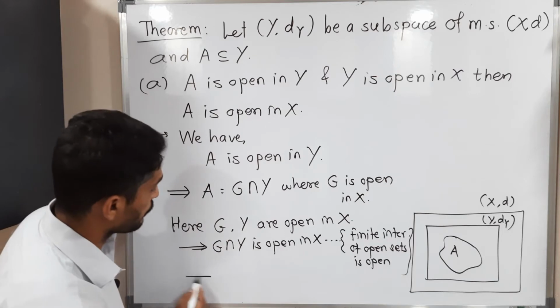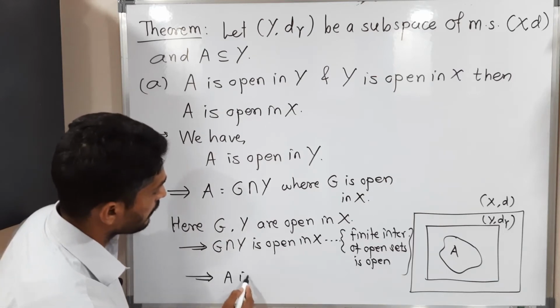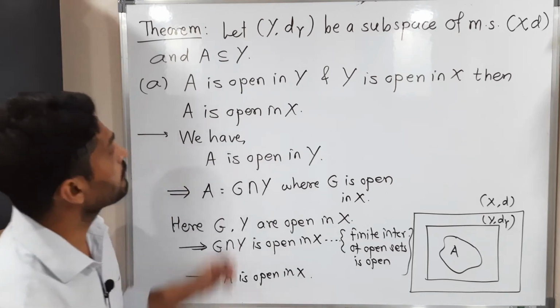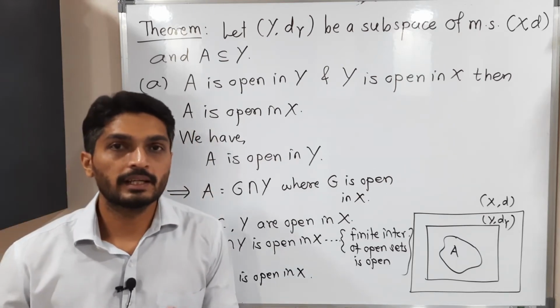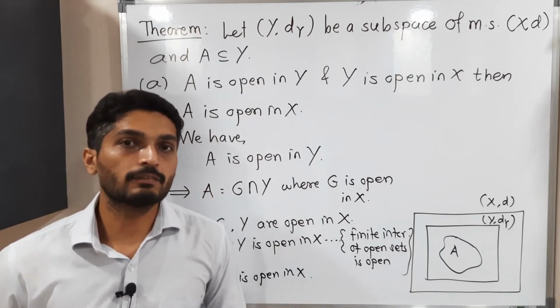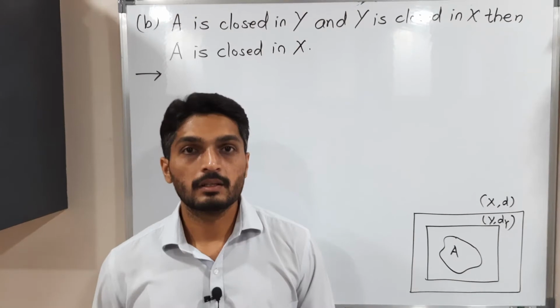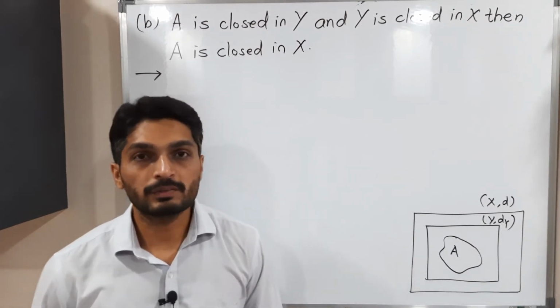So therefore what can we say? A is open in X. In this way we proved A is open in X, and we completed the first sub-question. After that we will go for the second sub-question. In the second sub-question, what we have?